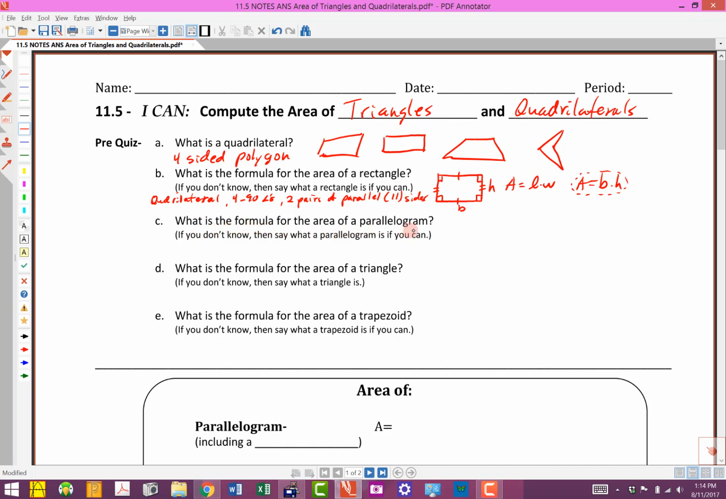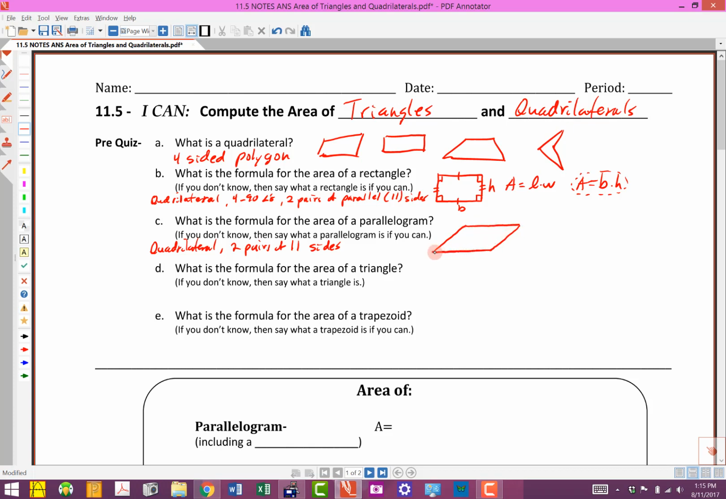What is the formula for the area of a parallelogram? Okay, a parallelogram. Now, if you don't know what this is, we want to say what it is. So a parallelogram is, again, a quadrilateral. And what it has is two pairs of parallel sides. I'm going to use that little symbol we talked about before. Two pairs of parallel sides. So what we typically do is we kind of draw a rectangle that's been kind of pushed over, something like this.